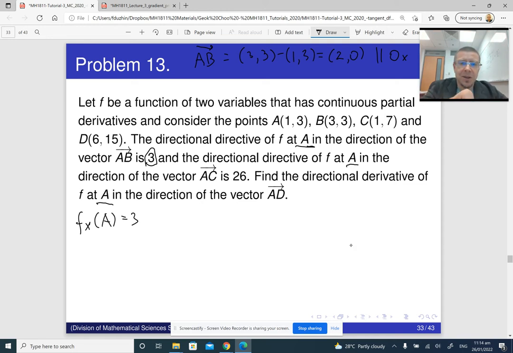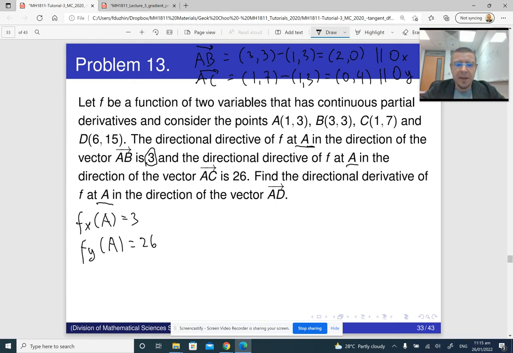Okay, so then AC is going to be (1, 7) minus (1, 3). So this is (0, 4), since 7 minus 3 is 4. And this is parallel to the y-axis and points in the same direction. So the directional derivative in that direction is just the partial derivative with respect to y. So f_y at the point a is 26.